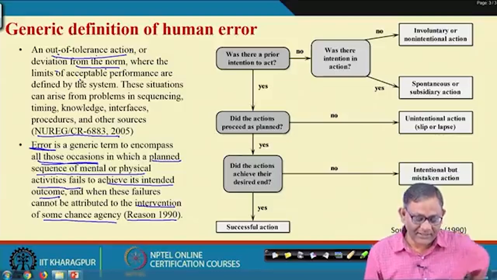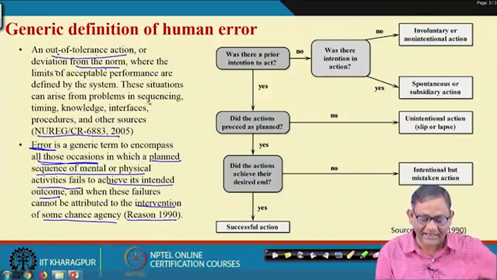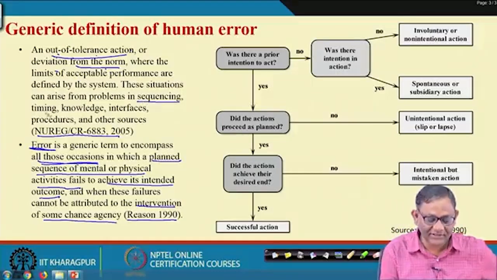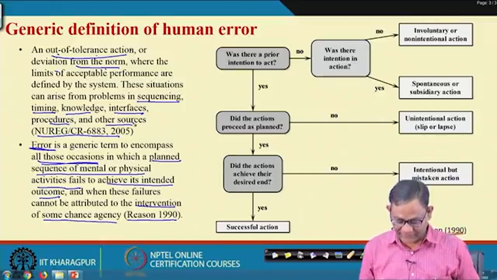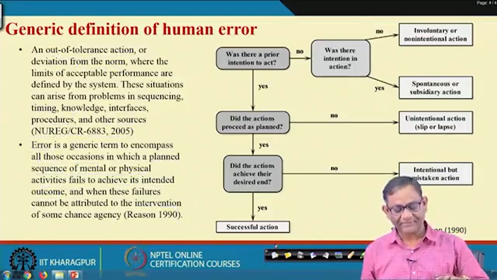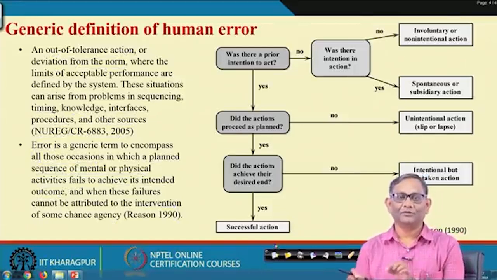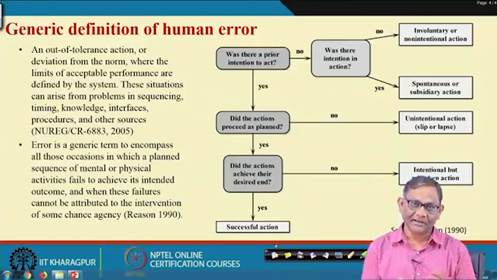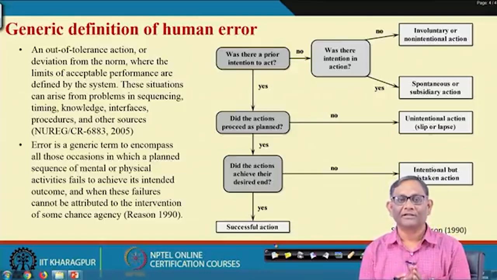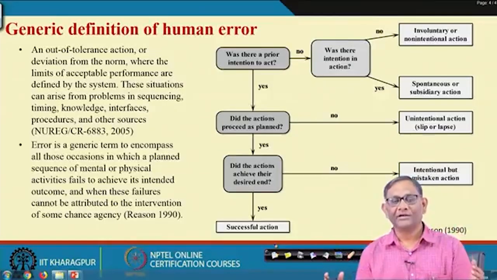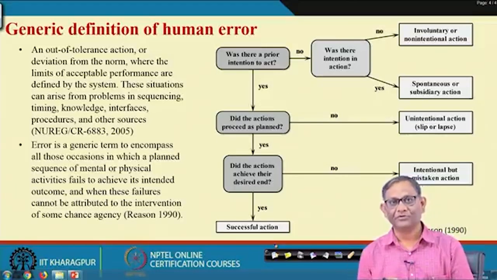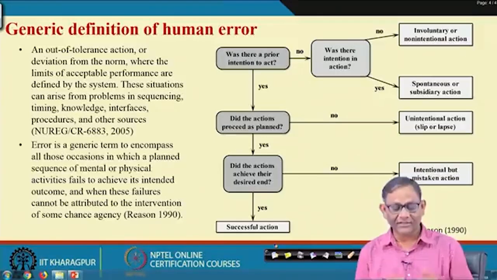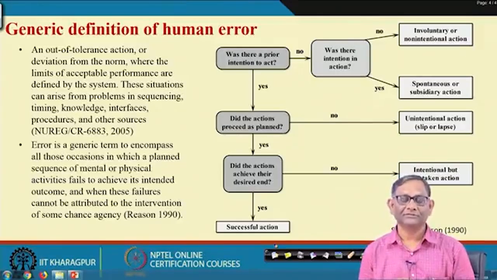Okay. So, what they further said is that this situation arises from problems in sequencing, timing, knowledge, interface, procedures and other sources. So, this is the definition. Now, obviously, these definitions are not straightforward one to one. You have to have a case, and then you know what the ultimate end objectives or goals are, what the procedures to achieve those objectives are, and whether they are performed correctly or not. Those things you have to consider.